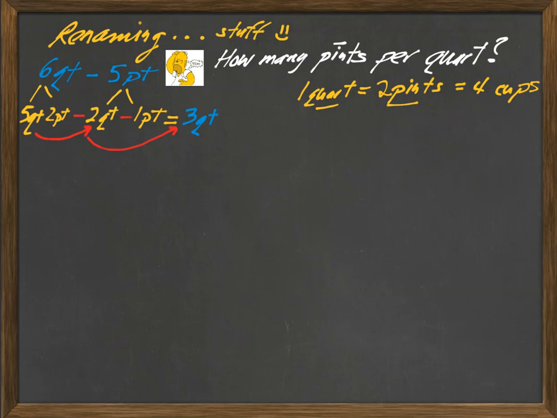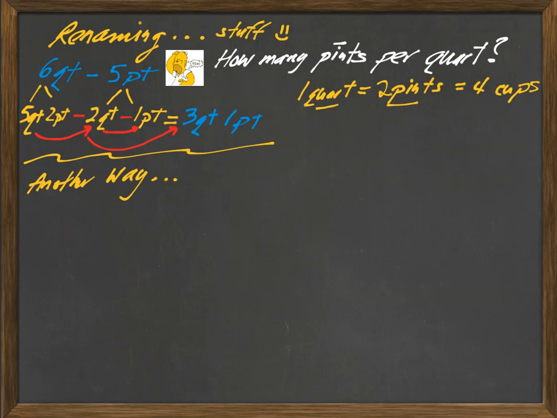So I take the 5 quarts, I subtract the 2 quarts. Again, those are common units. I end up with 3 quarts. Pints, I take, that arrow should be like over there by the pints, but I couldn't reach it without making it all messy. So from that direction, 2 pints minus 1 pint is, well, 1 pint. Therefore, my solution is 3 quarts and 1 pint. In other words, 6 quarts minus 5 pints is equal to 3 quarts and 1 pint.